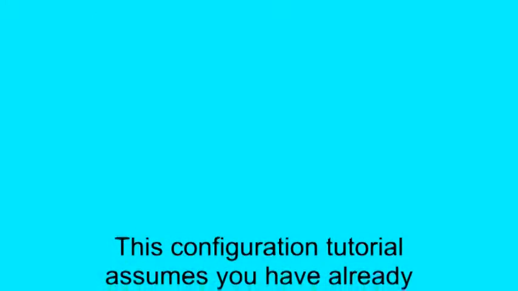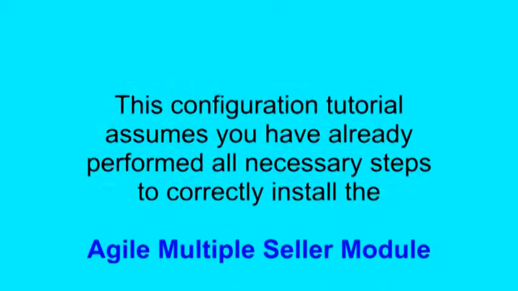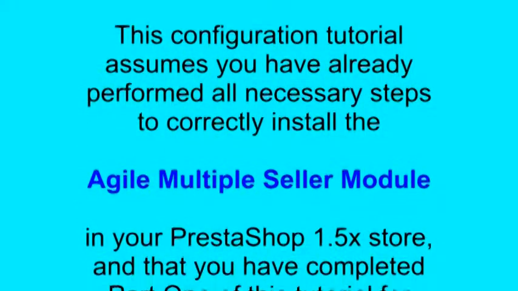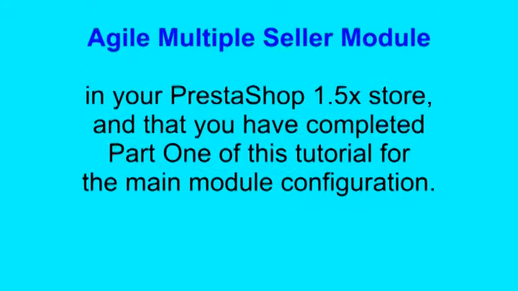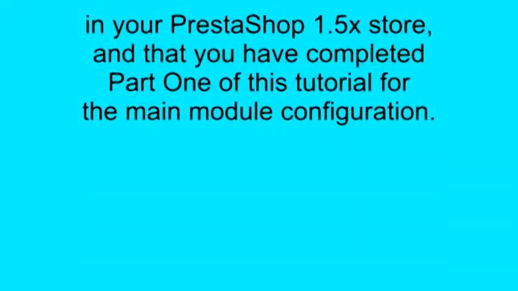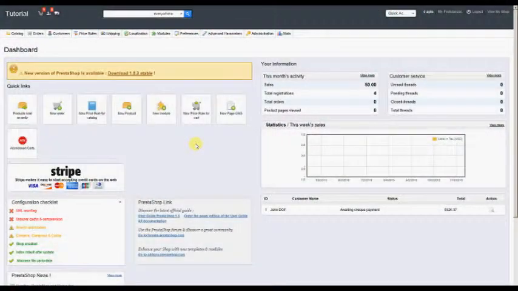This configuration tutorial assumes you have already performed all necessary steps to correctly install the Agile Multiple Seller module in your PrestaShop 1.5 store, and that you have completed part 1 of this tutorial for the main module configuration. We'll begin part 2 of the tutorial already logged into the back office and viewing the dashboard screen. This brief tutorial will simply show you a few of the options you will use when dealing with seller profiles.